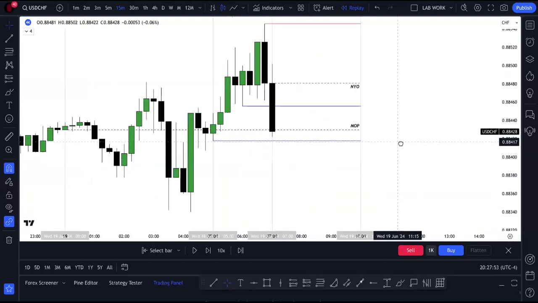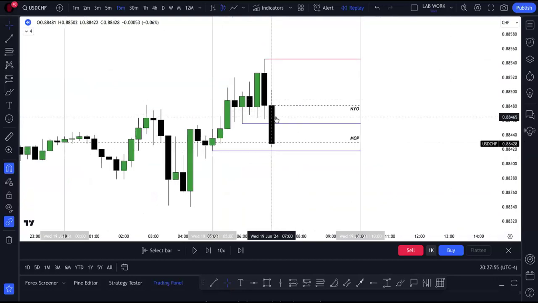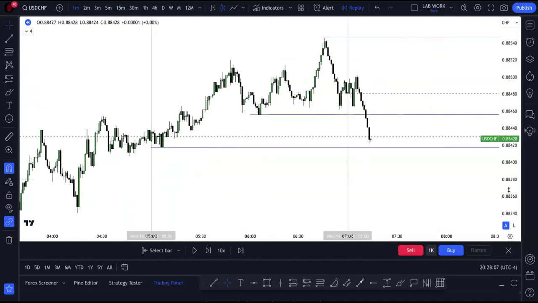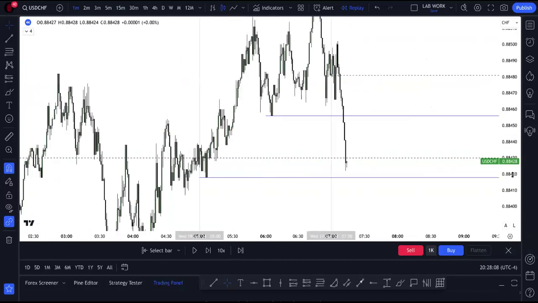Let's play it forward now. We can see currently price at 7 a.m. is below 7, below New York Open, and below midnight. It's just getting below midnight, right? So let's keep playing it forward. Go on the 1 minute though, because that's where we're looking to take our entry.